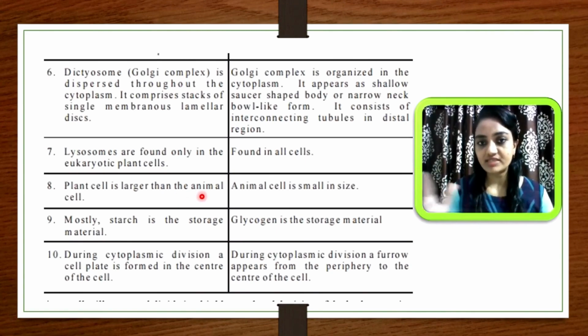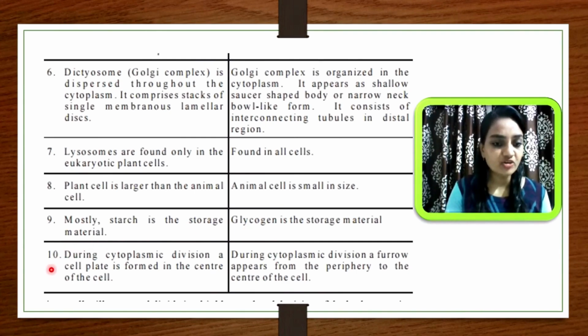Then the eighth point: the plant cell is larger than the animal cell. The size of the plant cell will be larger, whereas in the animal cell a small size will be there. The ninth point: mostly starch is the storage material. So storage of food will occur in the form of starch, whereas in animals, storage of food will occur in the form of glycogen.